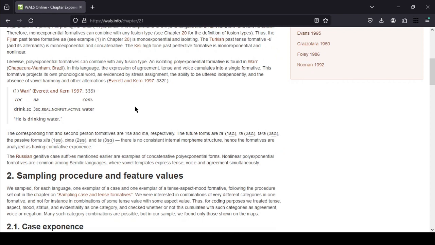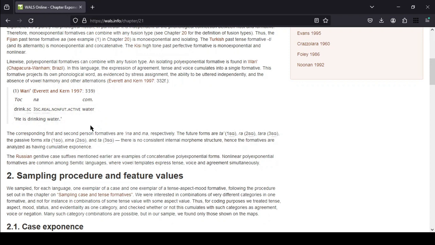Likewise, polyexponential formatives can combine with any fusion type. An isolating, ooh, this is interesting. I didn't even think that something like this could exist. An isolating polyexponential formative is found in Wari'. In this language, the expression of agreement, tense, and voice, so agreement, like gender agreement, tense, and voice accumulates into a single formative. This formative projects its own phonological word, as evidenced by stress assignment, the ability to be uttered independently, and the absence of vowel harmony and other alternations.